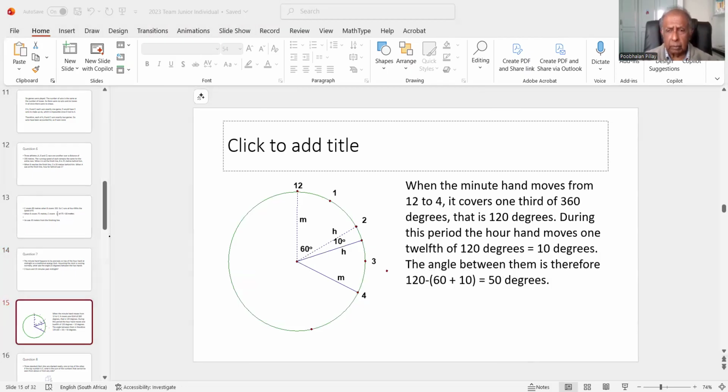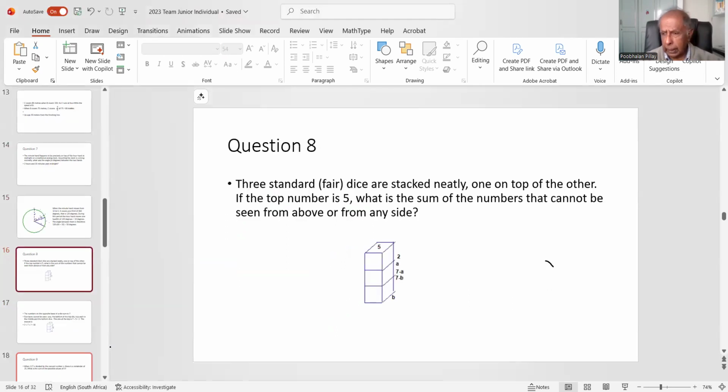Okay, so there it is. You got almost the same. And the answer is 50 degrees. You see it at the end, you see here. All right, so let's get on to the next problem. We are now at problem number 8.